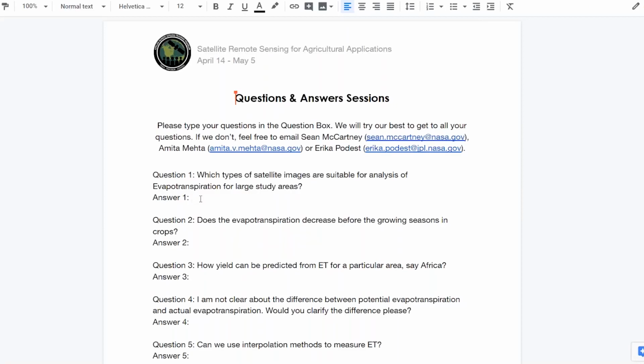Well, thanks everybody for sending in your questions. It looks like we've got quite a few of them for Dr. Hain. So I'll start off with the first one. Question 1 is, which types of satellite images are suitable for analysis of evapotranspiration for large areas?